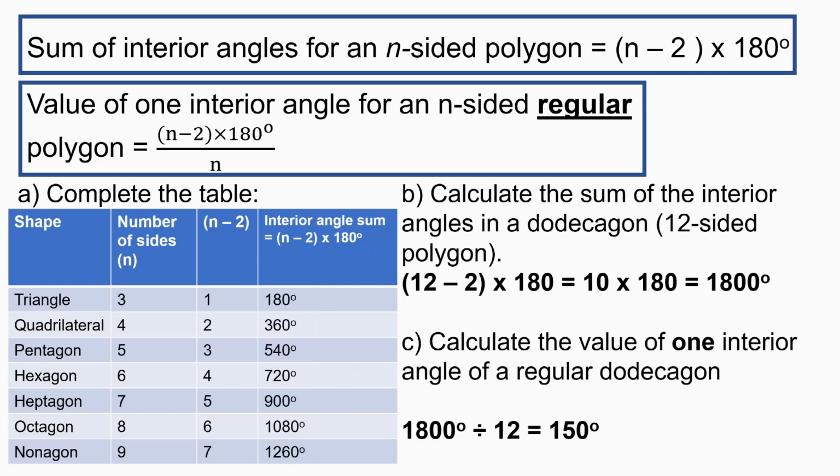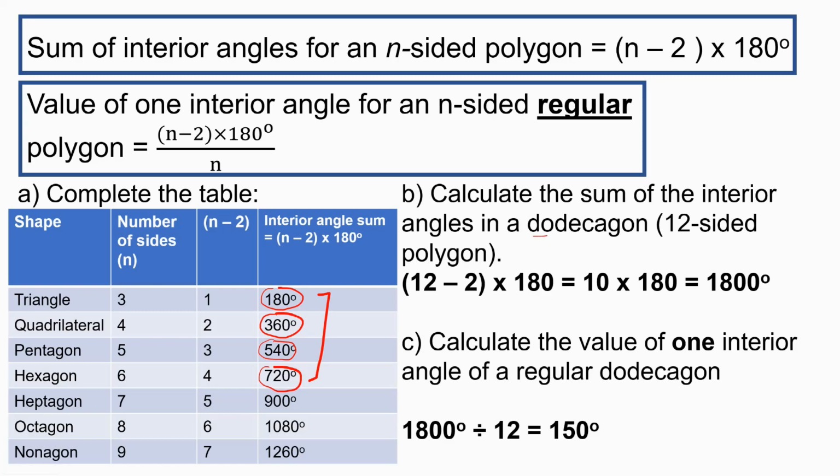Here are the answers. So we should notice that a triangle, we know that adds up to 180, the angles inside. Quadrilateral 360, it's really important to remember those. Pentagon 540, hexagon 720. I would say it's important to learn those. And then after that, you don't really need to remember them.